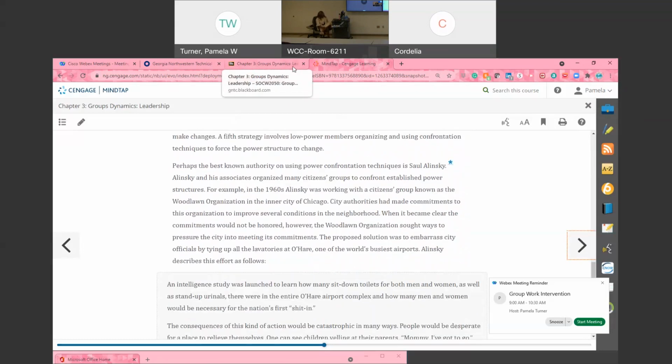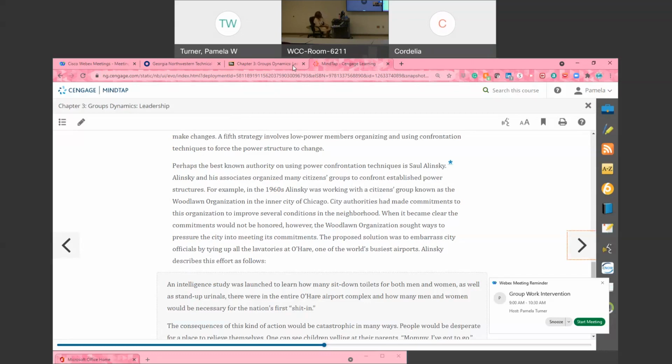Perhaps the best authority on power confrontation techniques is Saul Alinsky. In the social work text, when it talks about community and the importance of group, you'll find Alinsky was a huge deal. He and his associates organized many citizens' groups to confront the established power. For example, in 1960, Alinsky was working with a citizen group known as The Woodlawn Organization for the inner city of Chicago. City authorities had made a commitment to the organization and improved several conditions in the neighborhood.